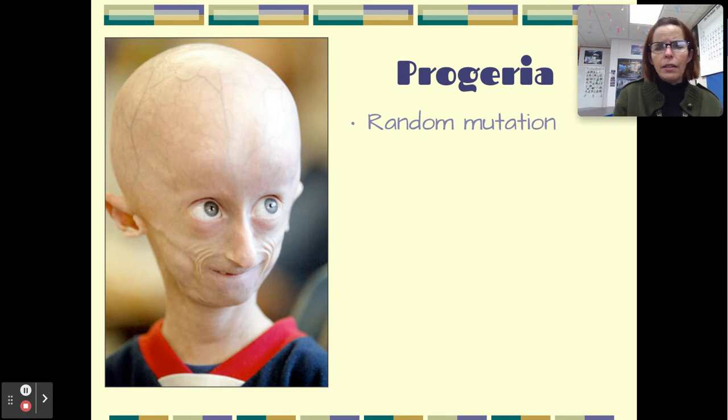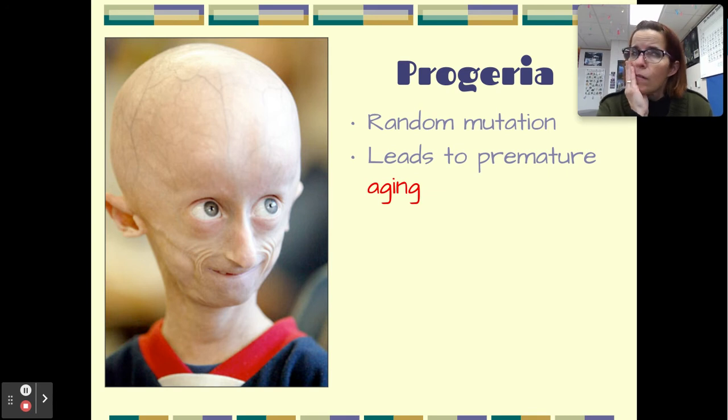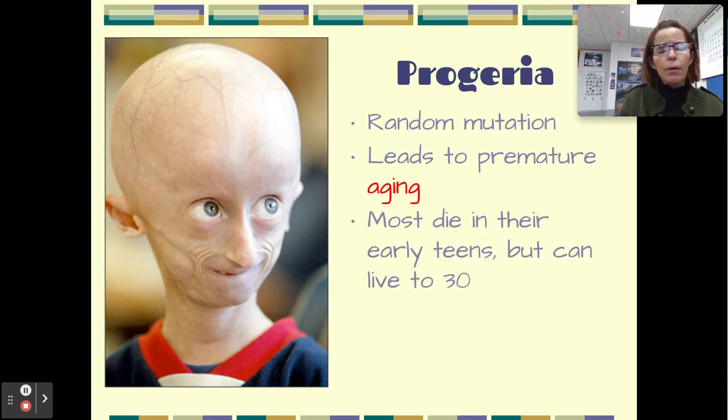All right, the next one, another sad one, progeria. This again is a random mutation. I was going to say it's recessive, but I can't say that for sure. But it leads to premature aging. So these are perfectly normal little kids. They're bright and happy and smart. Nothing wrong with them initially, but then they start getting old really, really fast.